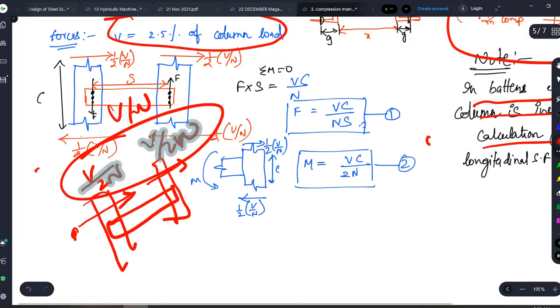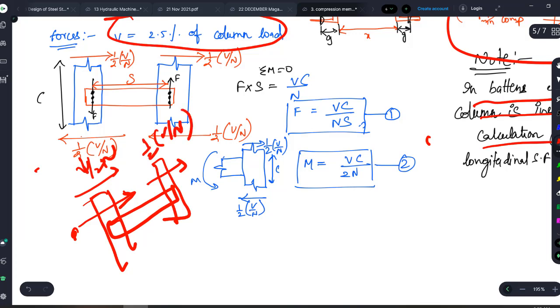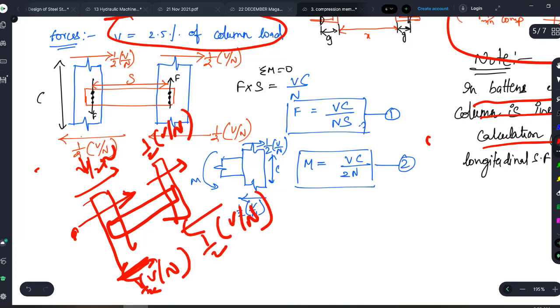I hope it is very clear, right? Where V is 2.5% of column load carrying capacity. So here V by 2N, or V by N, you can write. Here also it will act in the opposite direction, exactly opposite direction, because every action has an equal and opposite reaction. So V by N, whenever I am cutting it and taking it as an individual diagram, you have to write like this, right?